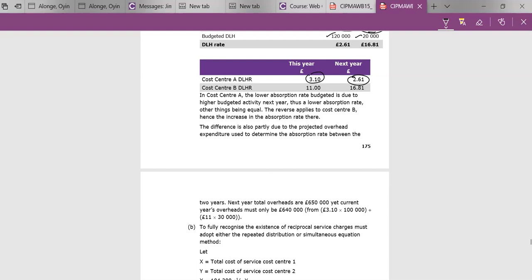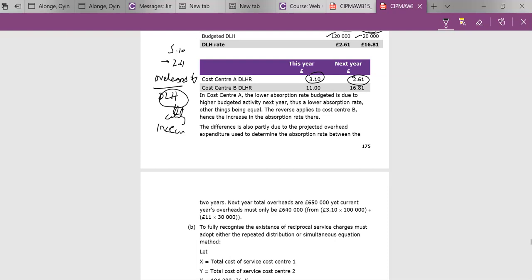Typically, the ratio is overheads divided by direct labor hours. So if this has gone down from £3.10 to £2.61, either my labor hours have increased and I've been able to keep the overheads the same, or the overheads have fallen and the labor hours are pretty much the same. So either there's more activity or less activity. It's either due to activity, because that's to do with labor hours, or overheads themselves.